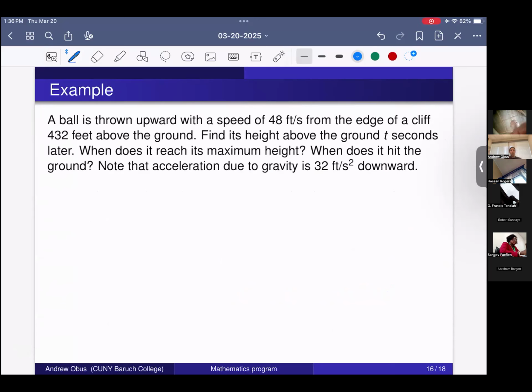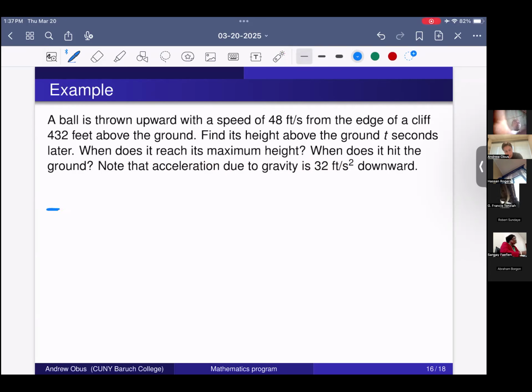A ball is thrown upward with a speed of 48 feet per second from the edge of a cliff, 432 feet above the ground. Find the height above the ground t seconds later. When does it reach its maximum height? And when does it hit the ground? And we note that acceleration due to gravity on the surface of the Earth is always 32 feet per second squared downward. And we're assuming no air resistance or anything.